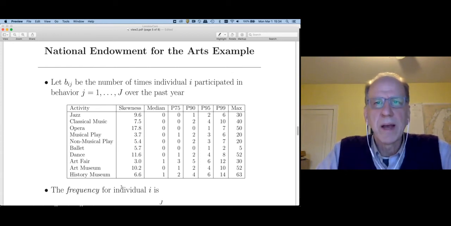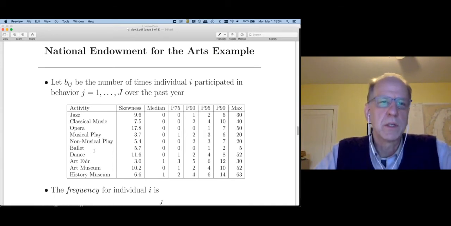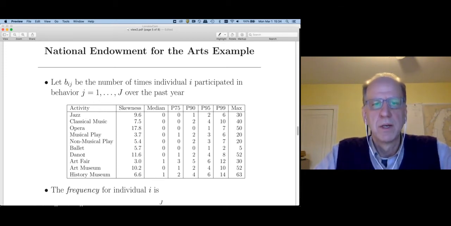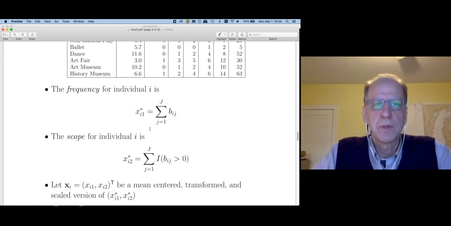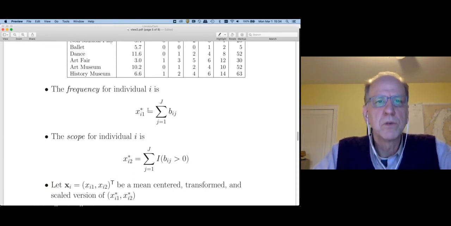We had data from the National Endowment of the Arts where we knew the number of times that people went to each of these arts activities in a year, ranging from jazz concerts to opera, to ballets, to art fairs and history museums. We were interested in two variables. So the first variable was frequency.